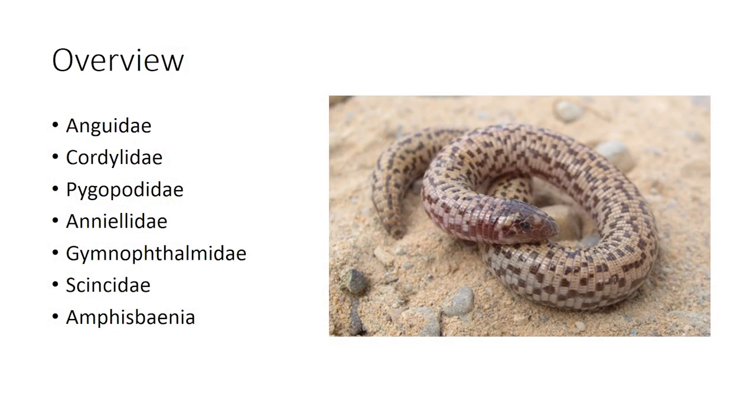Amphisbaenia are what we're often calling worm lizards. And they're not lizards, and they're not snakes. They have a lot of similarities to both of those groups, but they also have a lot of differences. And again, we'll get into the differences in a second.